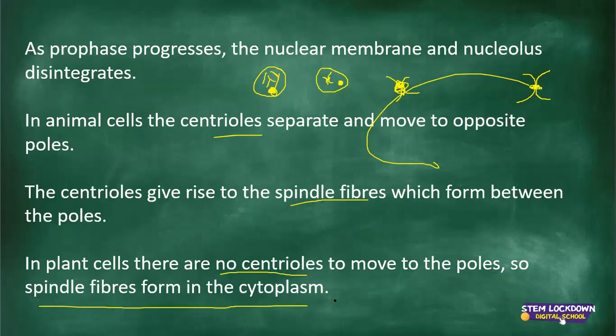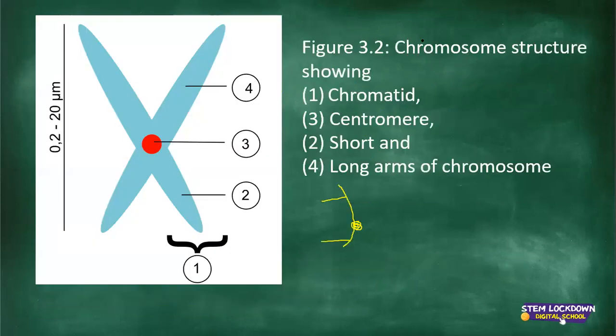In animal cells, there's a centriole, but in plant cells, there are no centrioles. So they can't be moving to the poles. So what happens then? The spindle fibers would form in the cytoplasm. But in animal cells, the spindle fibers would form in the nucleus, whereby the centrioles have gone to the sides.